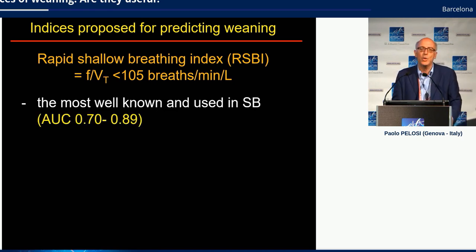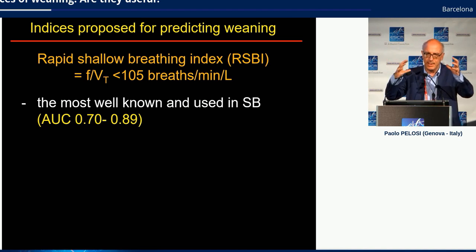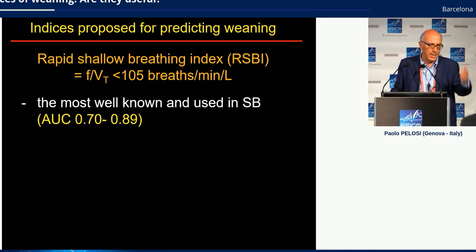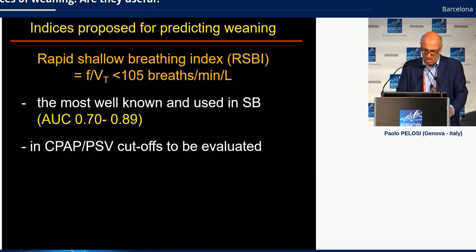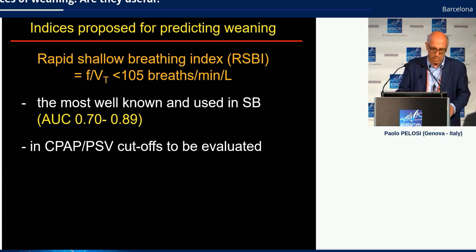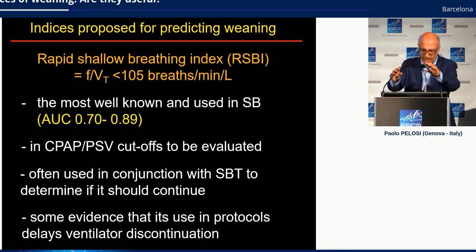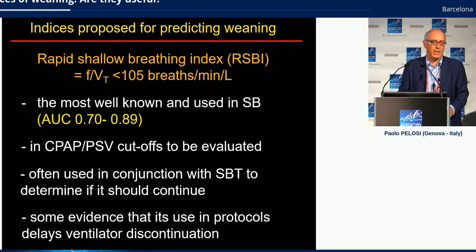It's the most well-known and used during the spontaneous breathing trial, and I summarize here the AUC curve, so the sensitivity and specificity of this ratio, which is between 0.7 and 0.89. It's not bad, but it is not a magic number. Then it can be used in T-tube or CPAP or PSV, and the thresholds are different. So the famous 110, 105 apply to spontaneous breathing, but do not apply to CPAP or PSV, where we have much different numbers. It's often used in conjunction with the SBT to determine if it should be continued. But more importantly, there is even some evidence that it can delay ventilator discontinuation.